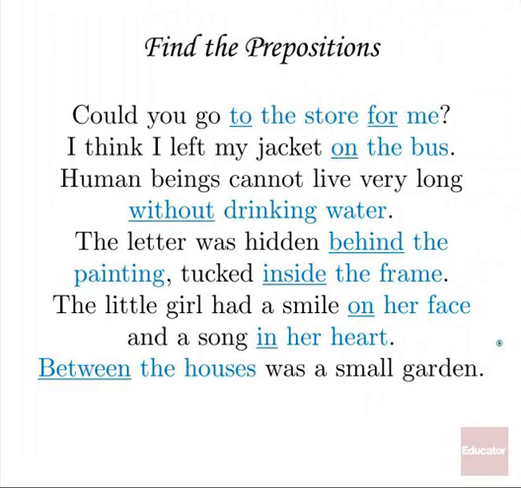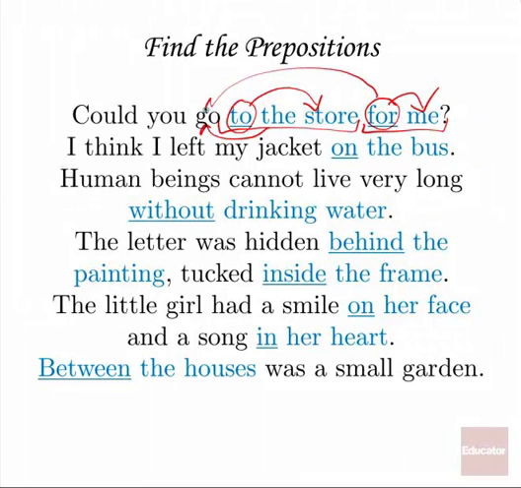And here they are. Can you go to the store for me? Two prepositional phrases, both modifying the verb go. Can you go where? To the store. Can you go why? For me. I think I left my jacket on the bus. Where did you leave your jacket? On the bus. Modifying the verb left.